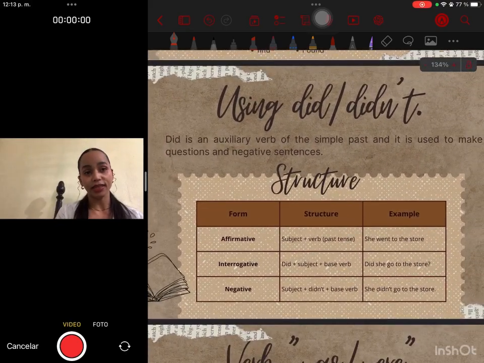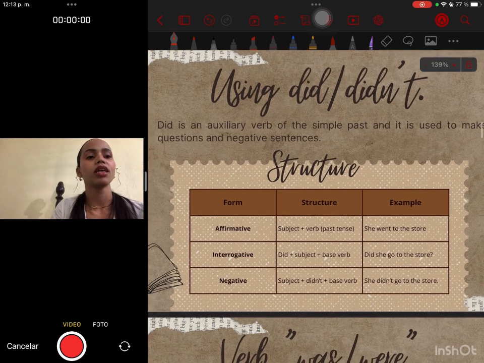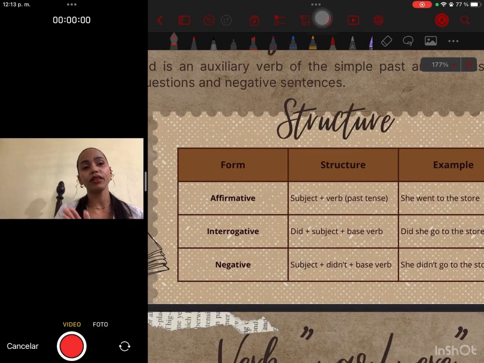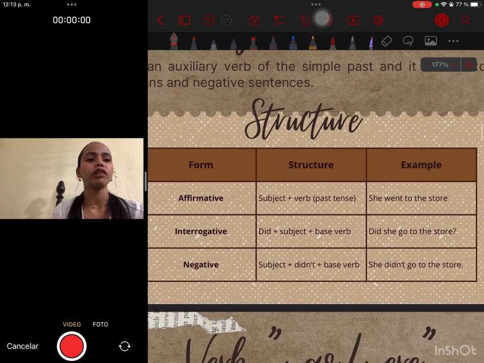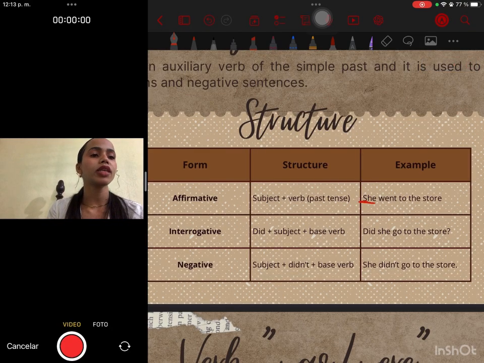Using did. Did is an auxiliary verb of the simple past, and it is used to make questions and negative sentences. For the affirmative form, the structure is subject plus verb in past tense. She is the subject, went is the verb in past tense. Example: she went to the store.